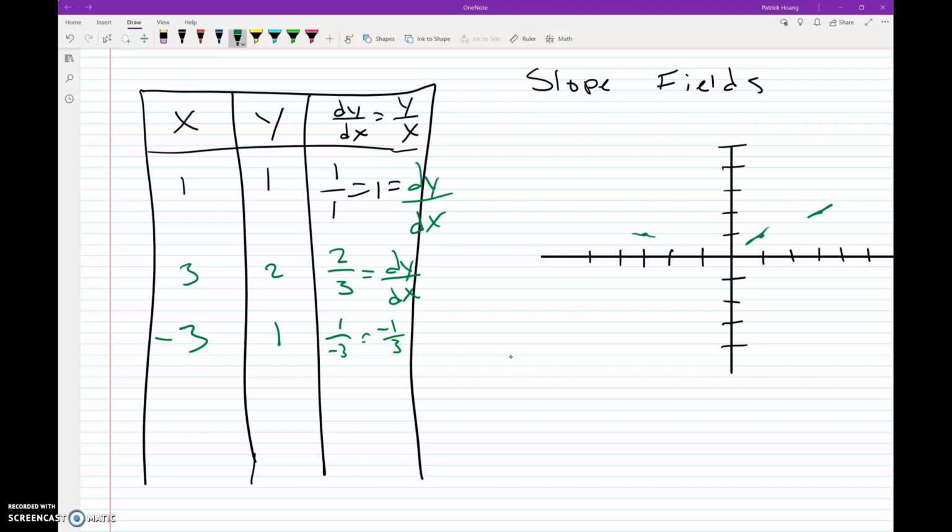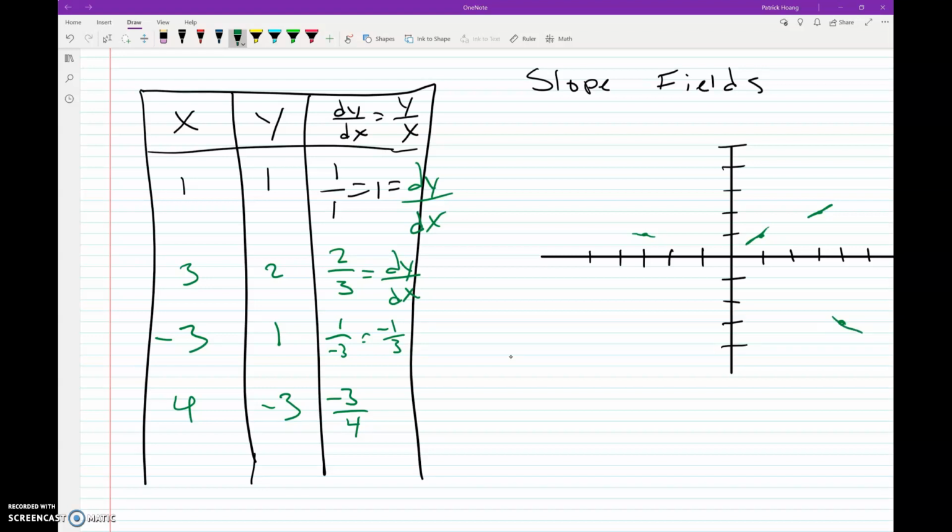Let's pick another point, just to really hammer it in. Right, let's pick another point. Let's pick 4, -3. Where is that? 4 down 3. Let's substitute those values into our differential equation. We get -3 divided by 4. So our slope is negative and kind of slow. So it looks something like that.